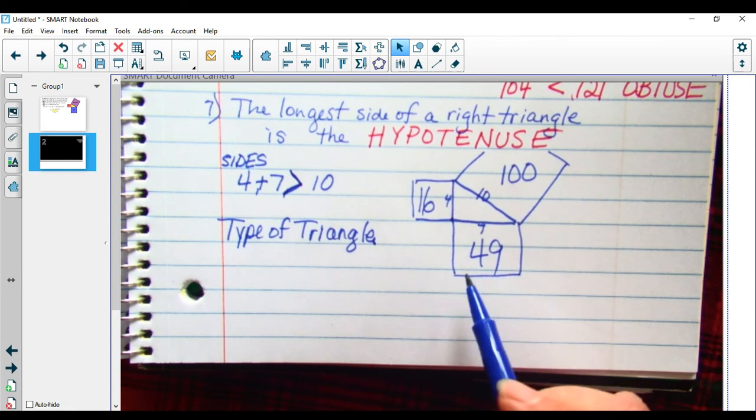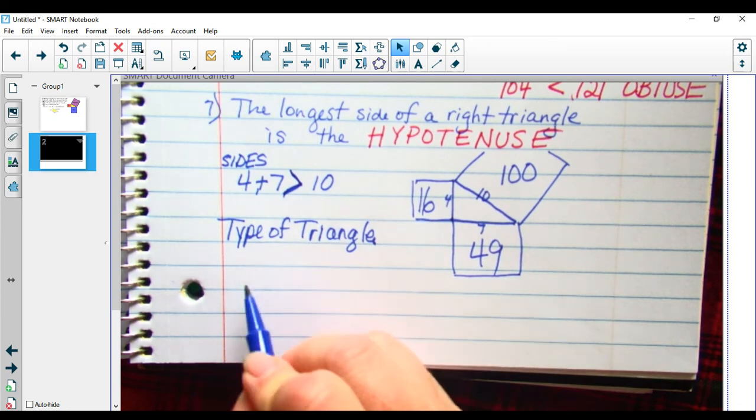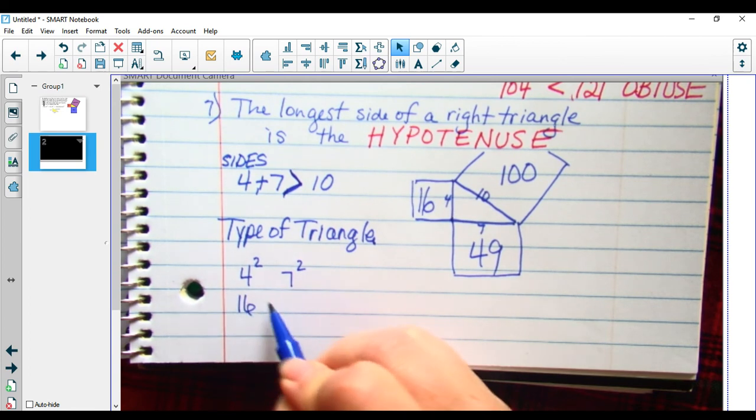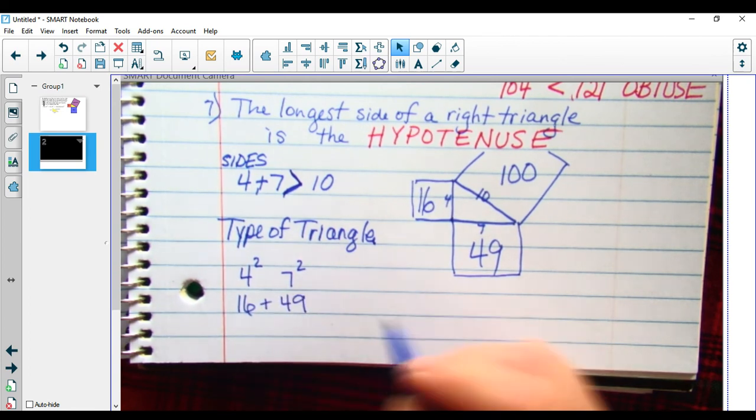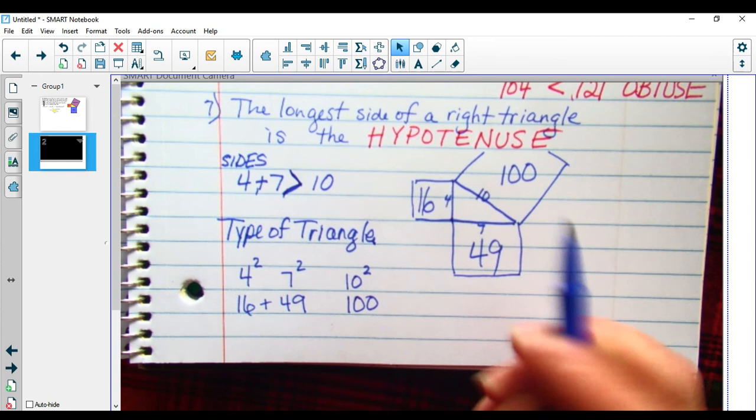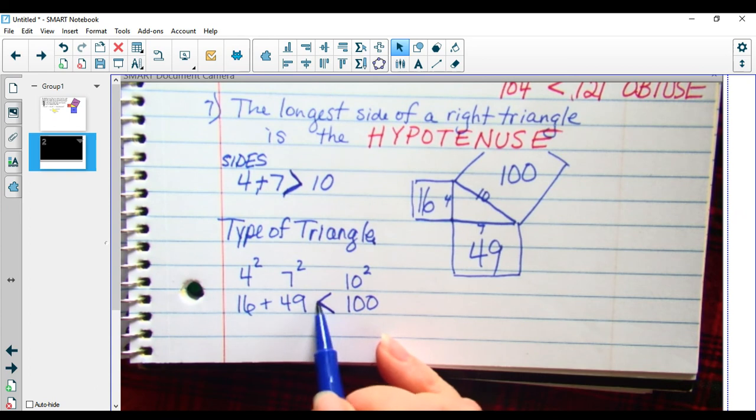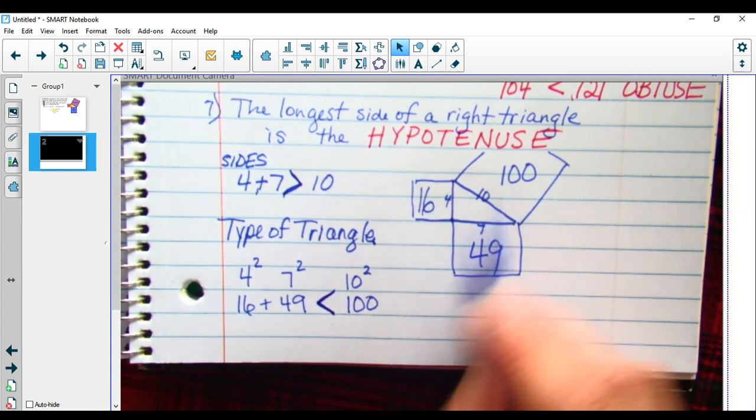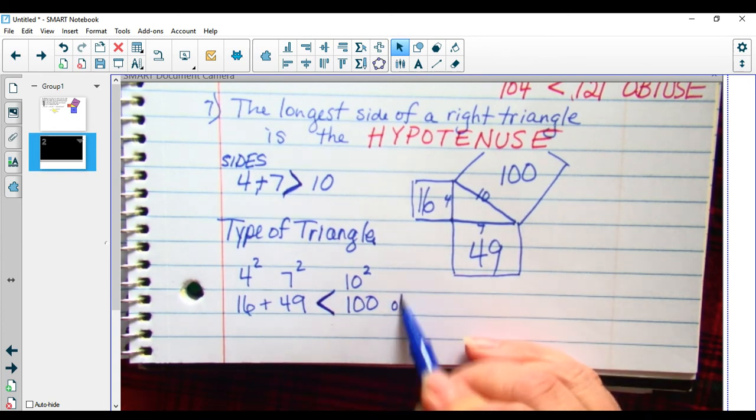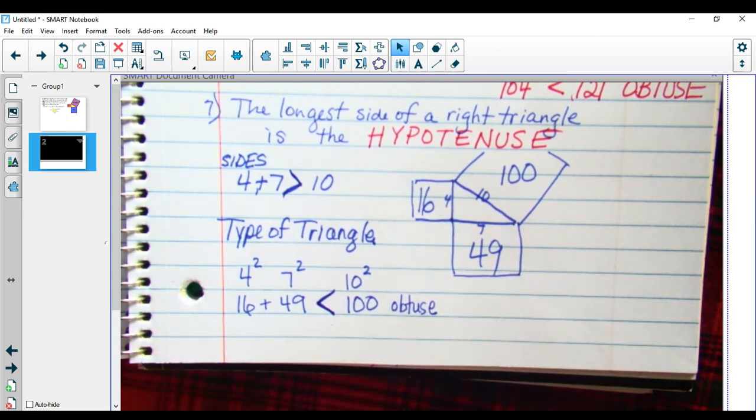You don't need to draw it out, but you do need to make sure that you're following the right process. So square the sides and add those together and compare that to the longest side squared. 16 plus 49 is not as big as 100. C squared is bigger than our 2 other pieces, and again, that's obtuse. So please make sure you're following that process.